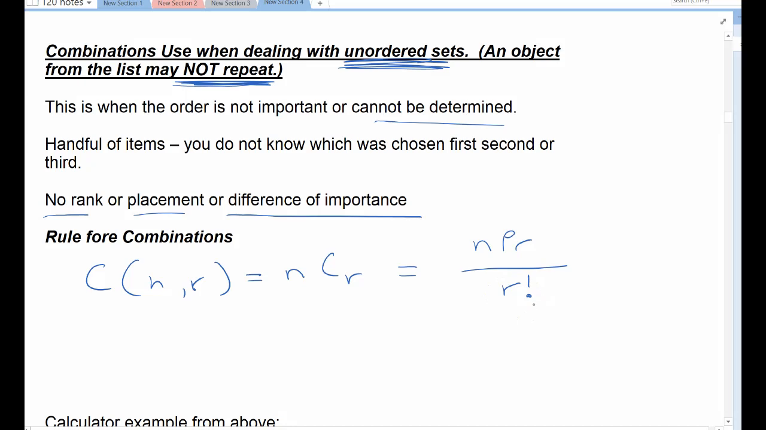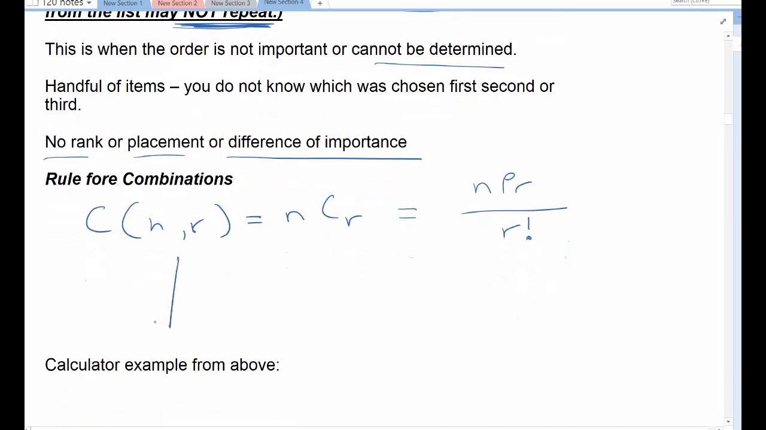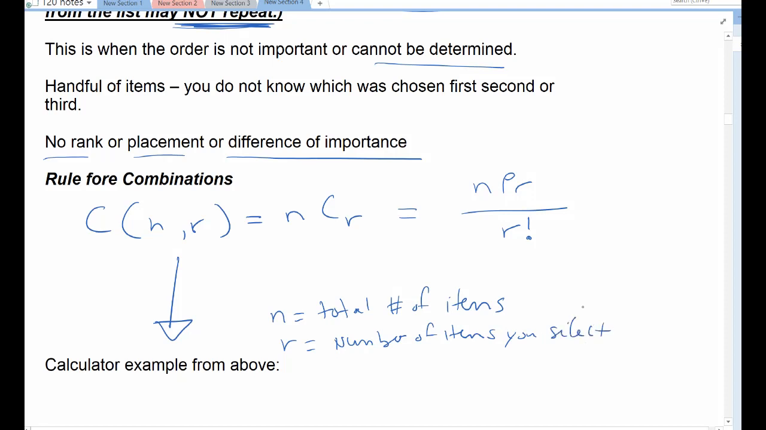Now, again, you don't have to do this. We'll be using the calculator, and I encourage you to use the calculator. So N is your total number of items. R is how many that you're going to choose, the number of items you select from the total.